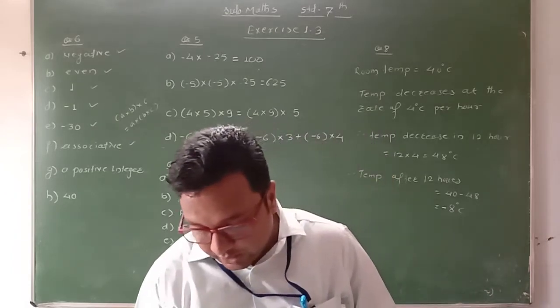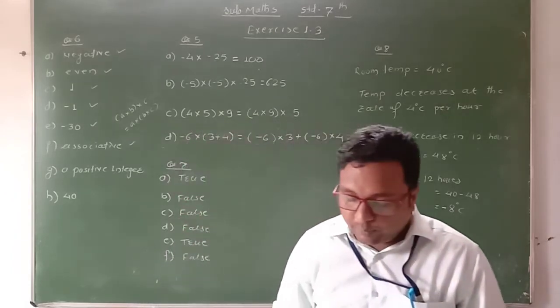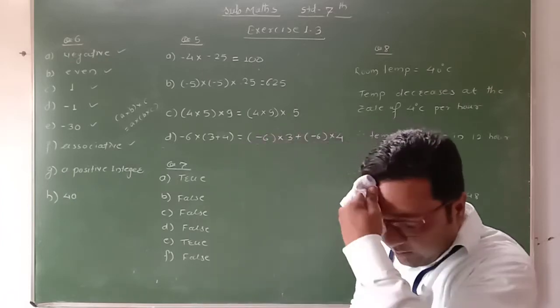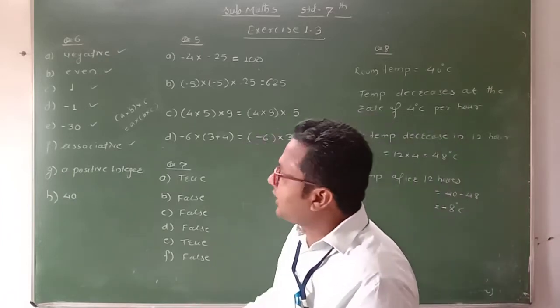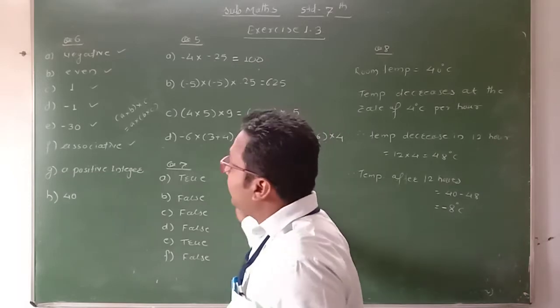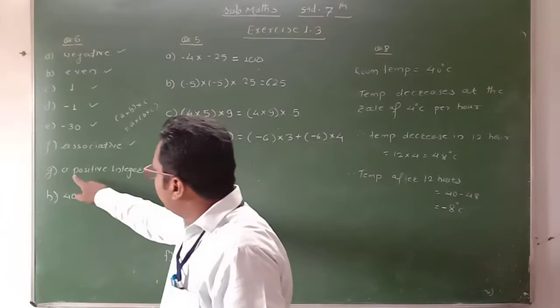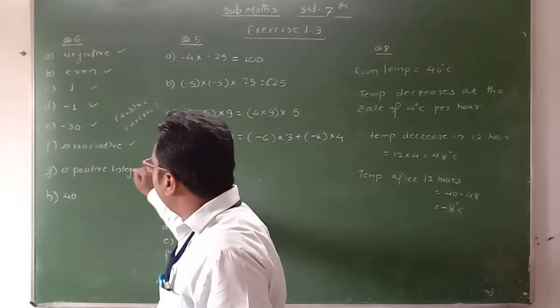Now see the next filling the blanks. The product of two integers with like sign: this means both are negative or both are positive, then their product is always positive. Therefore the answer is a positive integer.